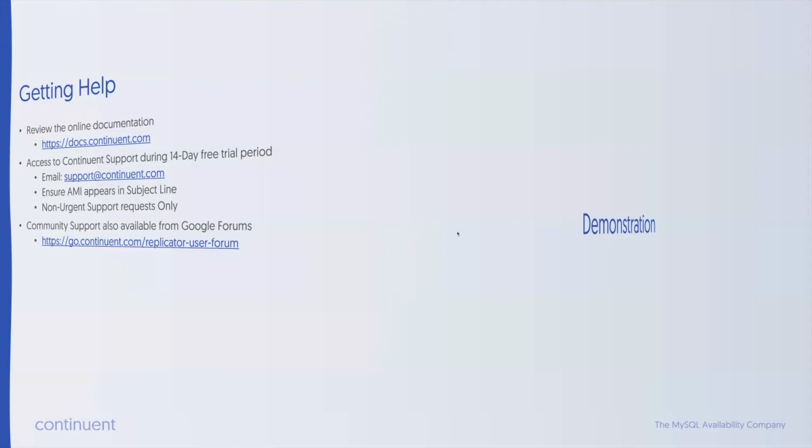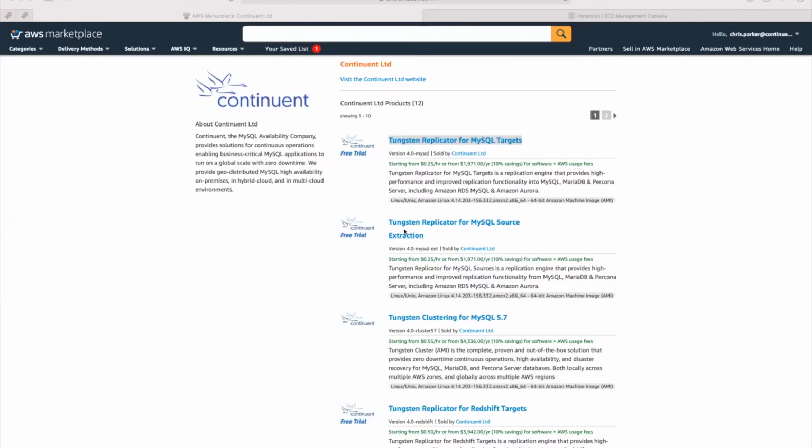So let's do a quick demonstration of how the product works. If you click on the link that I showed you in the slides, it will bring you to this page, our Continuent page on the AWS Marketplace. Alternatively, you can navigate to the Marketplace by whatever method you're familiar with. Once you're there, you can search for Tungsten, or on this page you'll see all of our information.